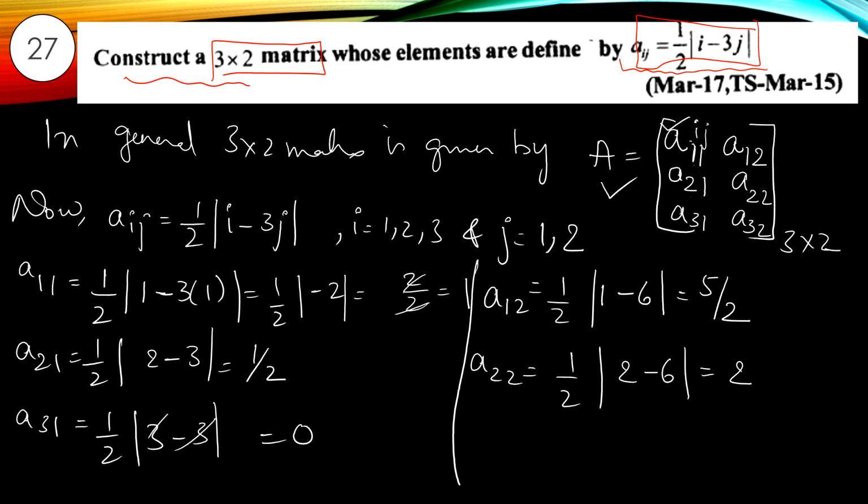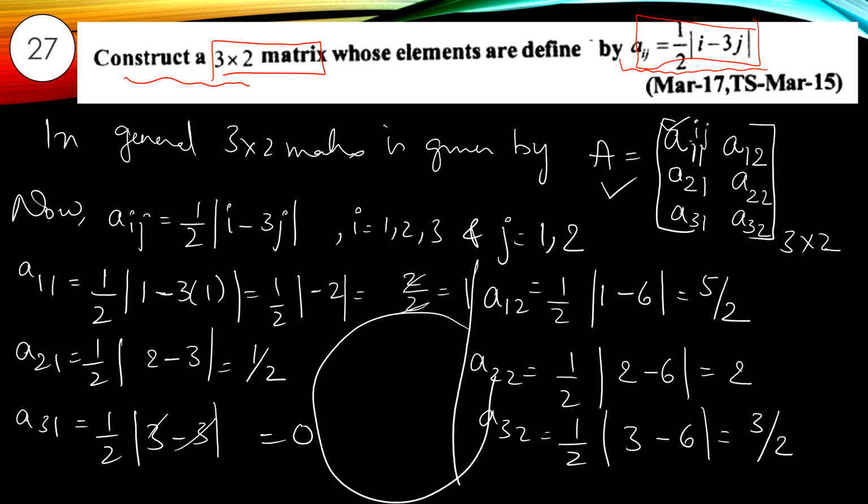And here this is A32: half of 3 minus 3 2 is 6, so 3 minus 6 is minus 3, so minus 3 becomes 3 by 2. So these are the values. Now I am writing the matrix A by replacing these values. A11 is 1 and A12 is 5 by 2 and A21 is 1 by 2. I'm not having enough space, so I'm writing it here.